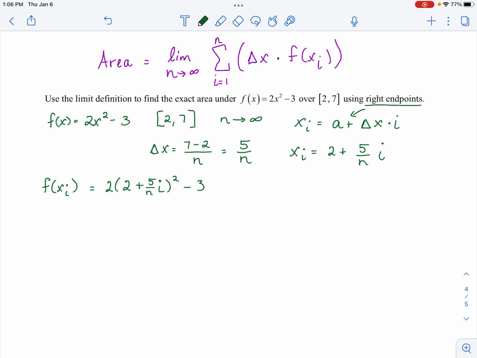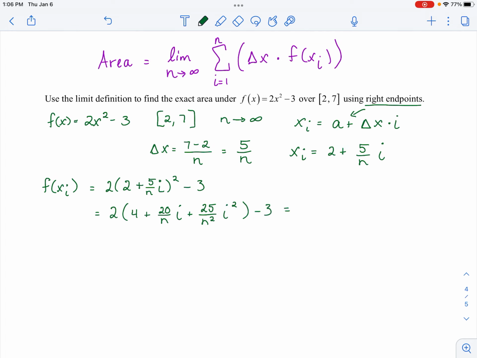All right, and we want to clean that up as much as possible. Actually, I'm going to go down a level first. So it's going to be 2 times, if I FOIL that out, I'm going to get 2 times 2 is 4, plus 2 times 5 over n i, plus another 2 times 5 over n i, so 10 over n and 10 over n is 20 over n, so 20 over n i. And then squaring the 5 over n, I'm going to get 25 over n squared times i squared. And I've got the minus 3.